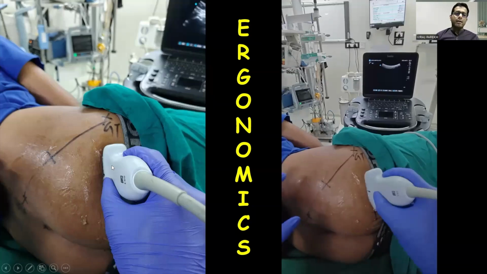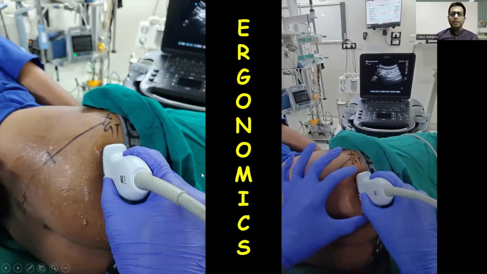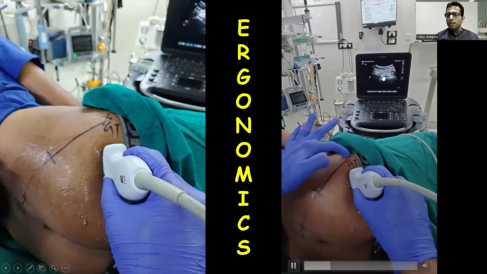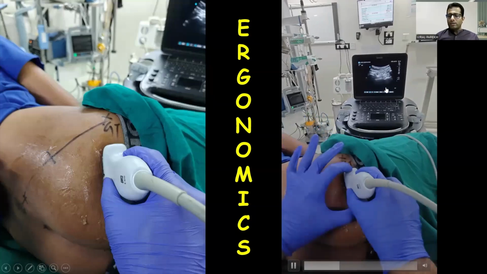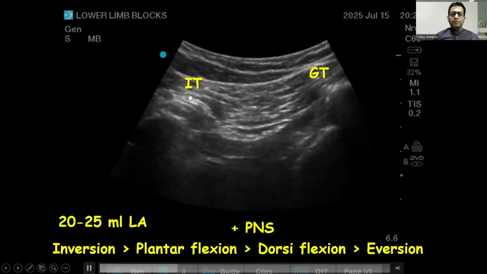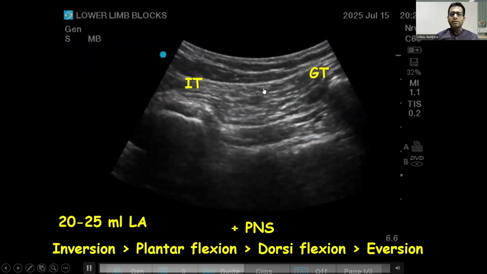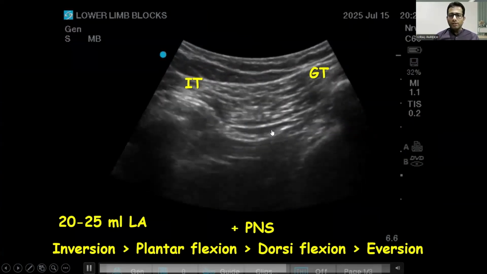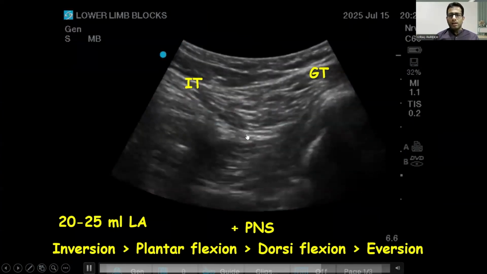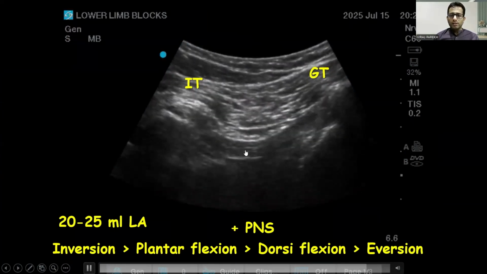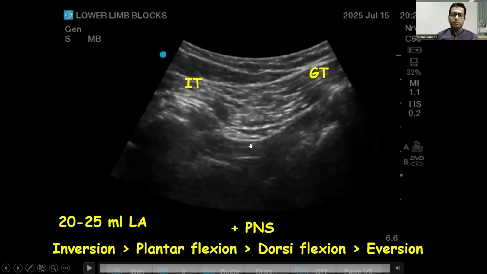Coming to the ergonomics for the GTIT approach or the subgluteal sciatic approach, on the left side of the screen, as you can see, I'm keeping my probe between the greater trochanter and the ischial tuberosity. And as we can see here, this is the greater trochanter, this is the ischial tuberosity. The muscle above is the gluteus maximus. And as I move, we'll see a hyperechoic structure. This is the sciatic nerve, which is above the quadratus femoris.